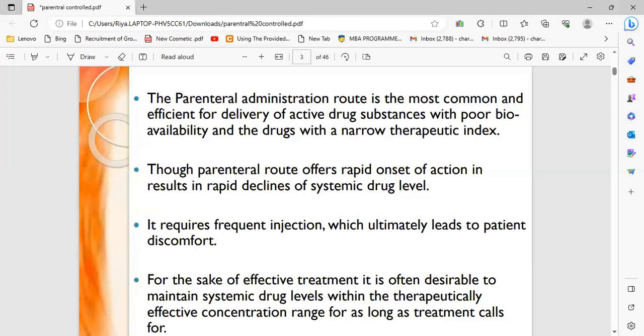Okay. So why do we always prefer parenteral drug delivery system when compared to the other drug delivery systems? Parenteral drug delivery system offers a rapid onset of action when compared to the other drug delivery systems, and we do have some other advantages when compared to oral or other drug delivery systems. I'll discuss it in the next slide.